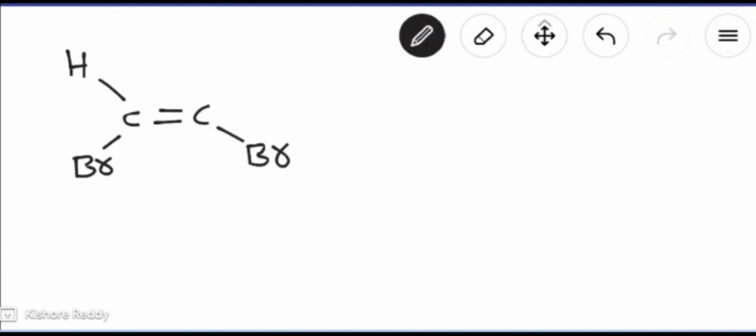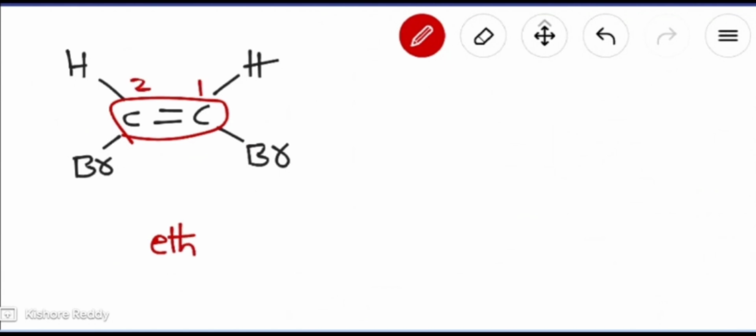So take it as, say, bromine on the same side, and hydrogens on the same side. What will be the name of this compound now? You know that this will be the longest carbon chain, so the root word is eth. Numbering is from here to here or anywhere is fine. Now tell me, this is called ethene and dibromoethene. Is it right? So which positions can we take? 1,2-dibromoethene. Is it right?